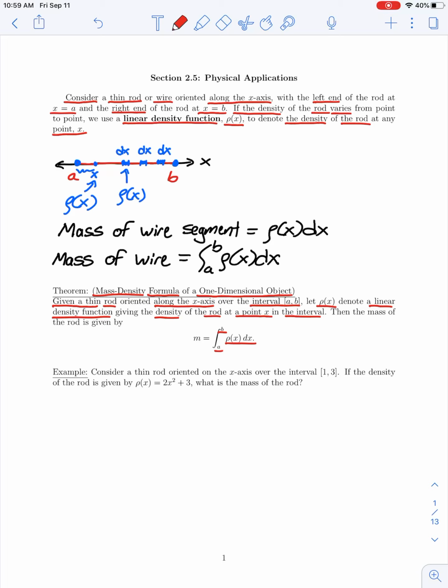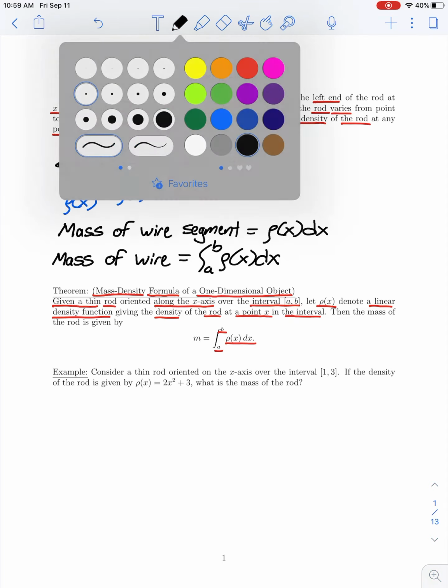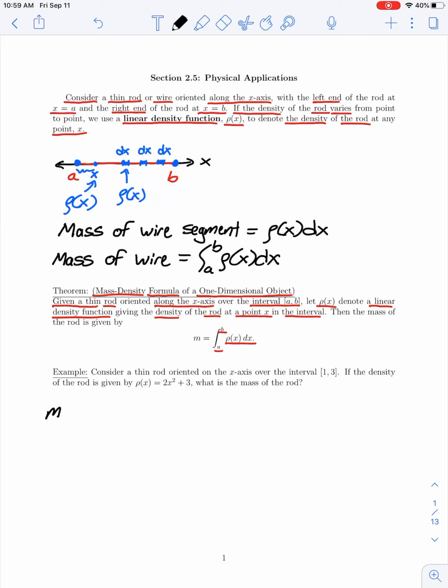So let's consider a problem in evaluating the mass of a one-dimensional object of varying density. Here we're told to consider a thin rod oriented along the x-axis on the interval from 1 to 3. And we're told if the density of the rod is given by rho of x equals 2x squared plus 3, what is the mass of this rod? Using our new theorem, the mass of this rod would be given by the integral of our linear density function, which was 2x squared plus 3 dx on the interval from 1 to 3.